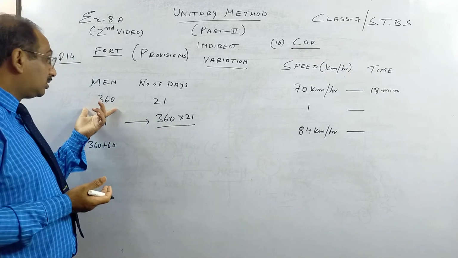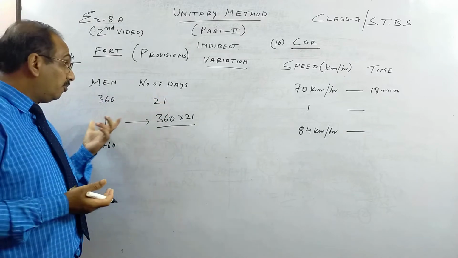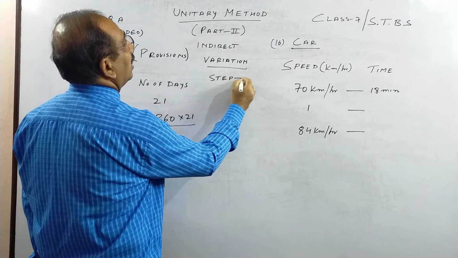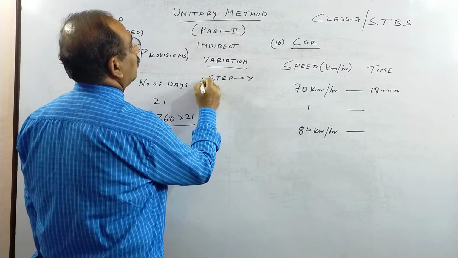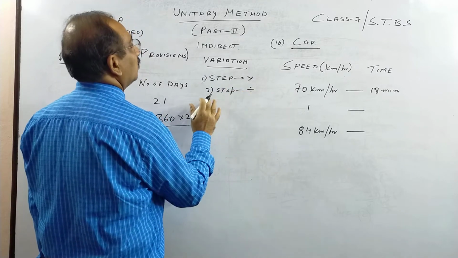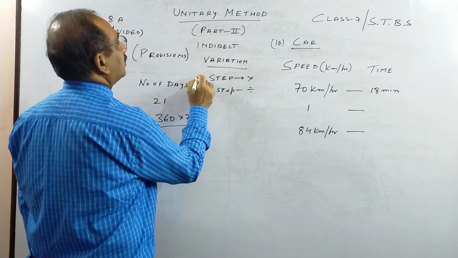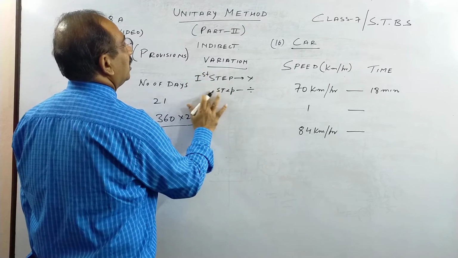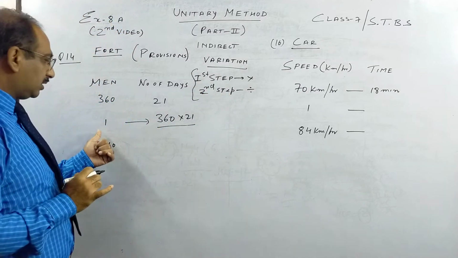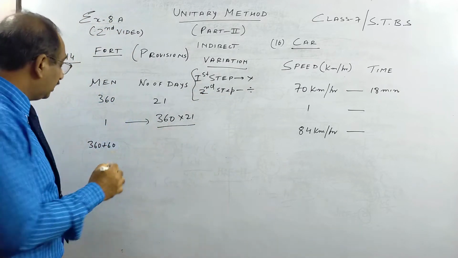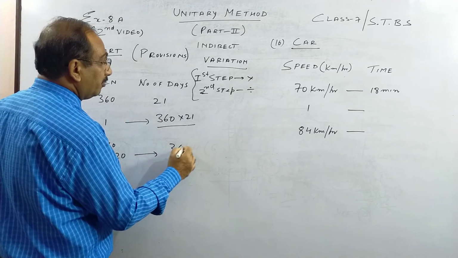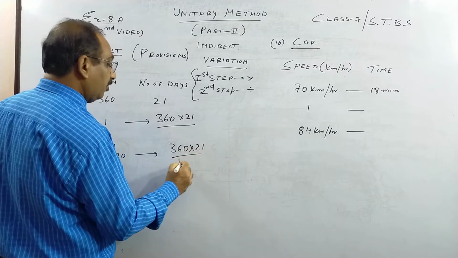Once more, 360 men for 21 days. One man. So I told you indirect variation, step 1, what we have? Step 1, we have multiplication, and in the second step, we have division. So try to understand this. One man will eat for many days. Now there are 420 men. So 420 men will eat for less.